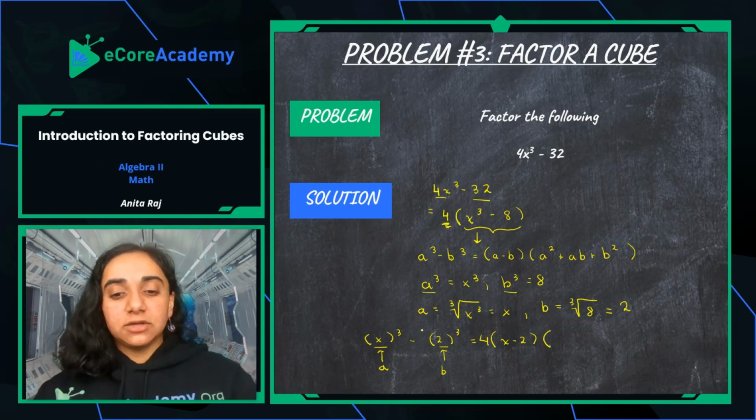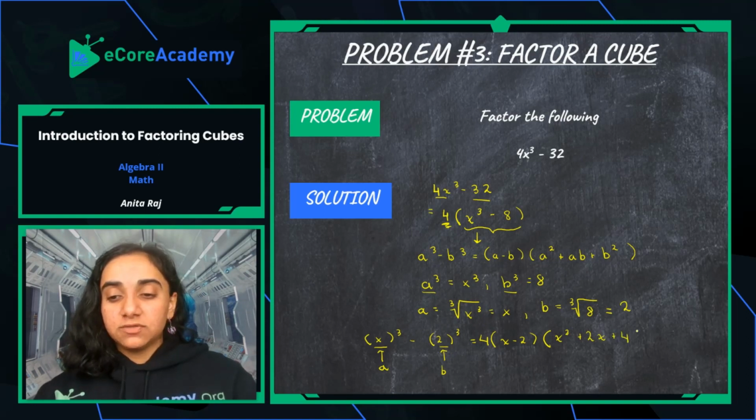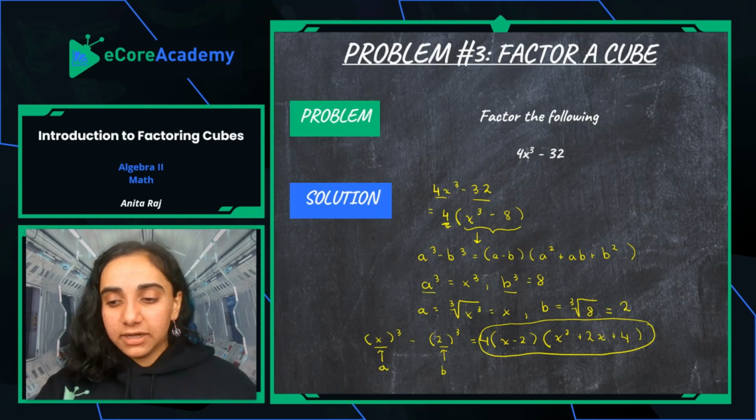A squared is equal to x squared. A times b is equal to x times 2, so that is plus 2x. And then b squared is just 2 squared, which is equal to 4. So this right here is going to be our answer. Make sure, again, you include that 4 in the beginning to get the right answer.